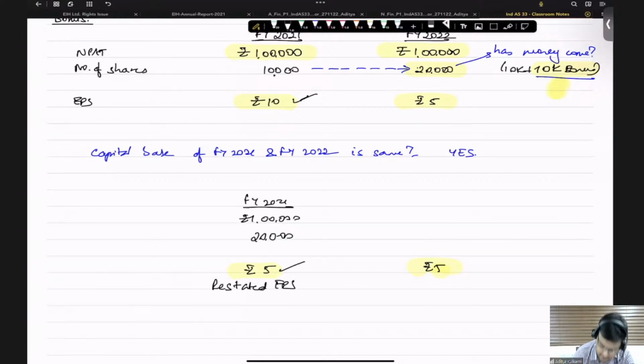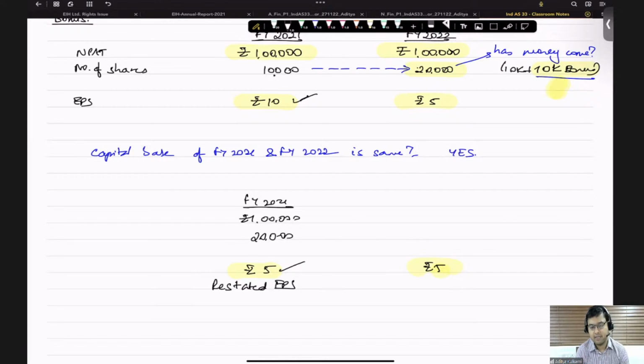Wherever there is a free issue of shares or issue of shares without consideration, there will always be something known as a restated EPS. Why will you need a restated EPS? Because those bonus shares are already in the capital structure, and therefore you will have to consider them in the workings.